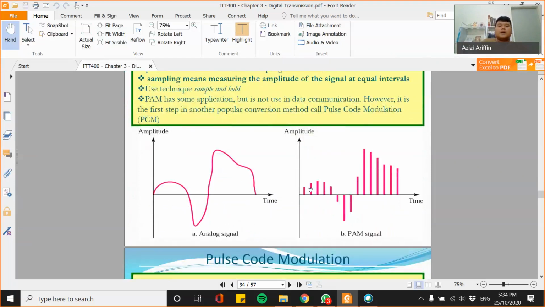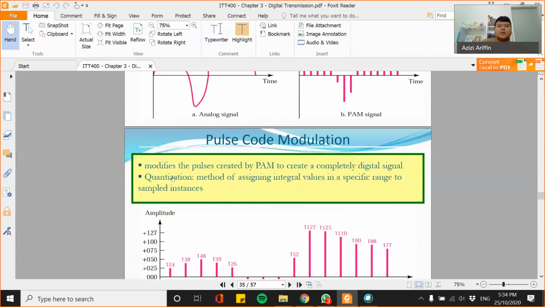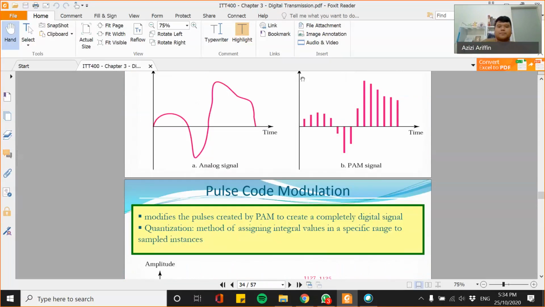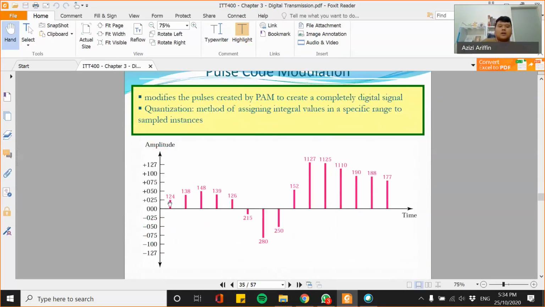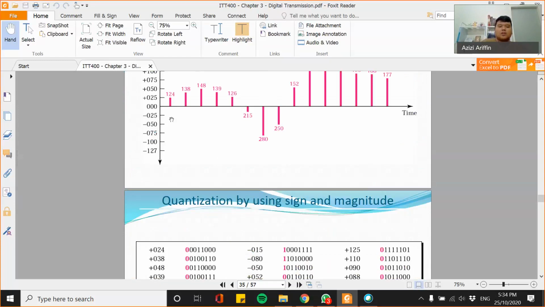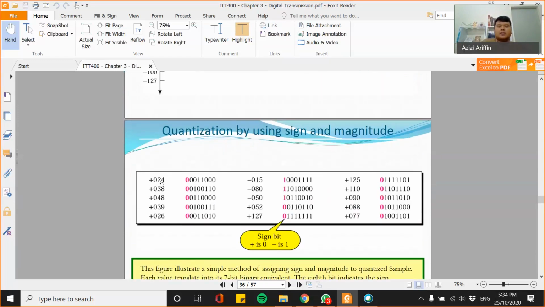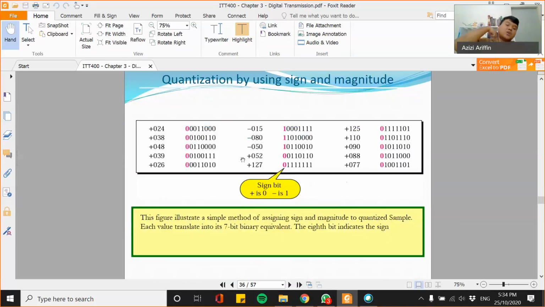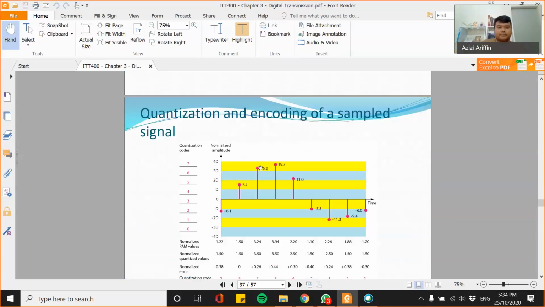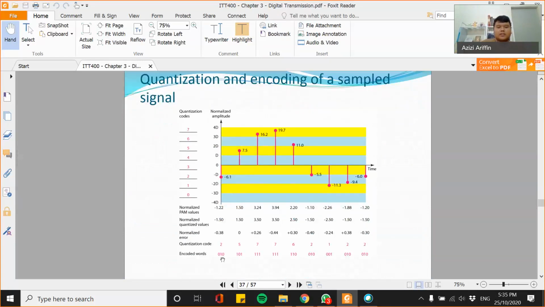From here you see the variation of the signal, the unlimited kind of signals. We measure the amplitude and we get the values here. Then we use PCM to modify the pulse created by the PAM and complete a digital signal. So we quantize, and we get it like this. For the plus 25 amplitude, it is in values 1 to 4. From there we convert it to binary. So here is how we convert from analog to binary data. Here we can see how it's changed. You can refer to it back, it actually has a table.